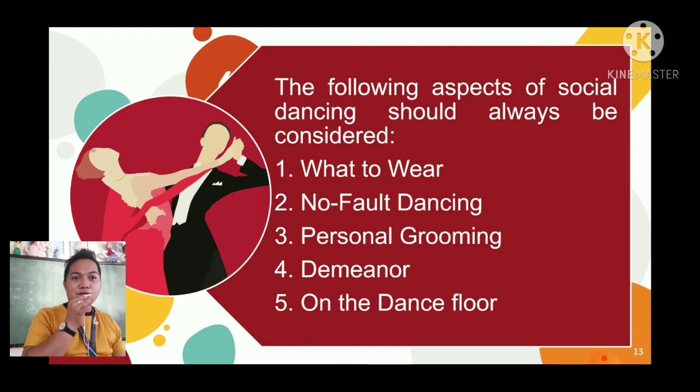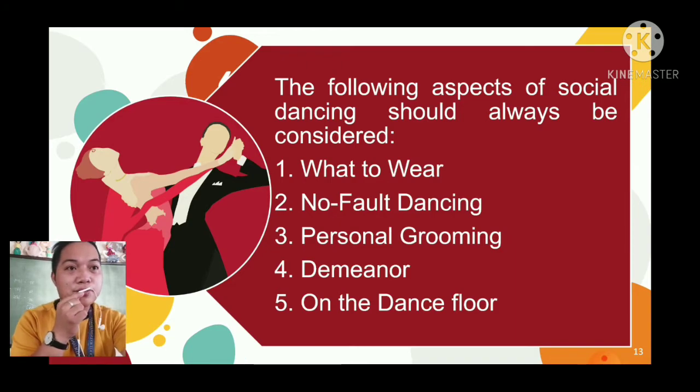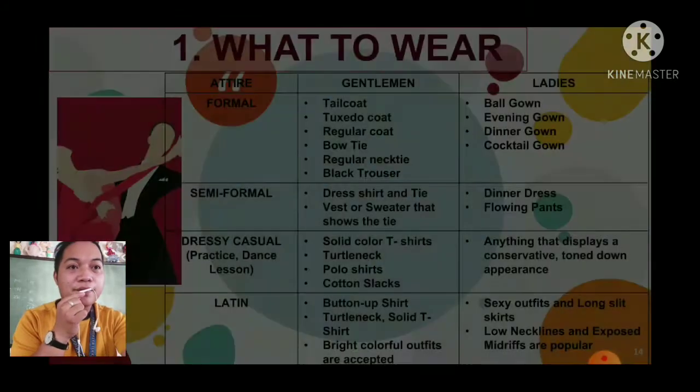Here are the five following aspects of social dancing that should always be considered. How many do we have? We have five. Very good. Number one is what to wear, then no-fault dancing, personal grooming, demeanor, and on the dance floor. Let's proceed first with what to wear.